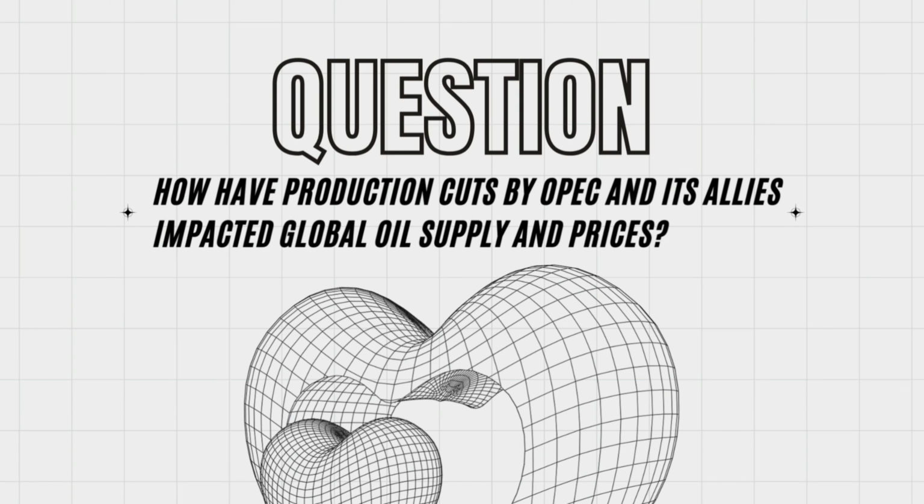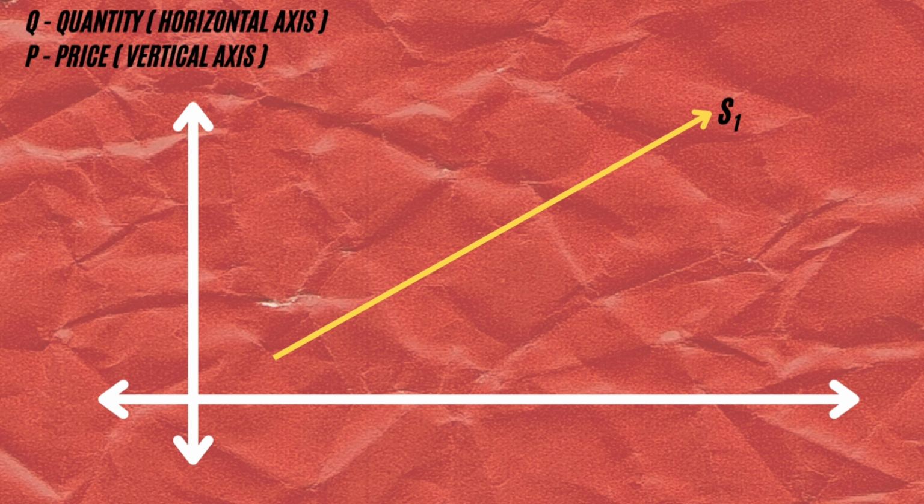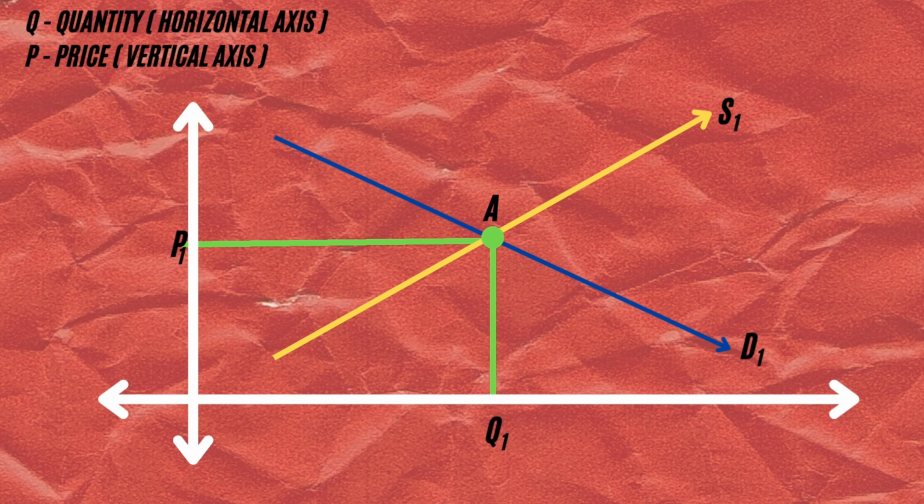supply and prices. Using the graph, let's understand the supply and demand in the oil market. On the horizontal axis, we have quantity of oil, and on the vertical axis, we have price of oil. Initially, we have a supply curve and a demand curve intersecting at a point A, representing the equilibrium price and quantity of oil in the absence of OPEC Plus production cuts. At this point, the equilibrium quantity is Q1 and the equilibrium price is P1.